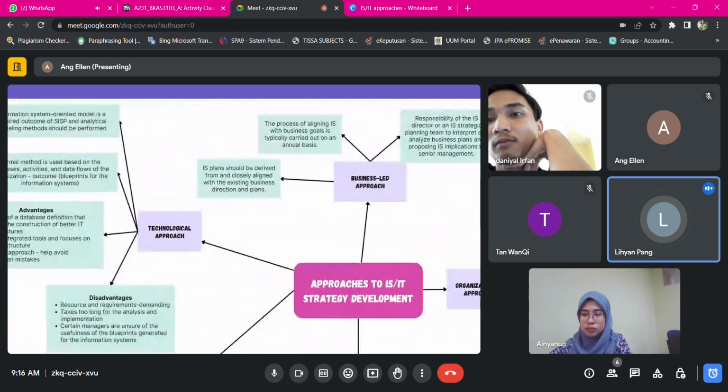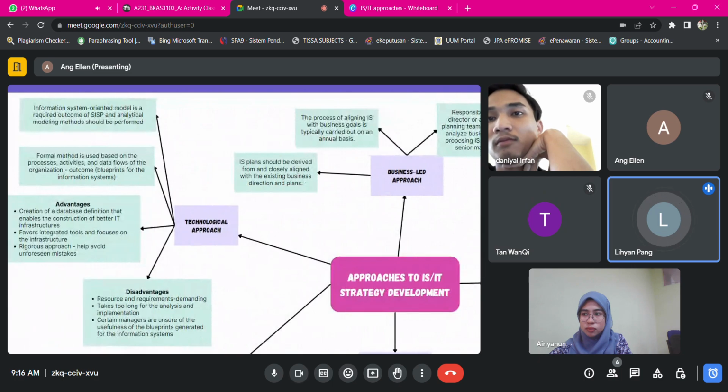Okay, so the technological approach considers that an information system oriented model is a required outcome of strategic information system planning and that analytical modeling methods should be performed. Thus, a formal model is used based on processes, activities, and data flows of the organization. The outcome of a formal method is architecture or blueprints for the information system.